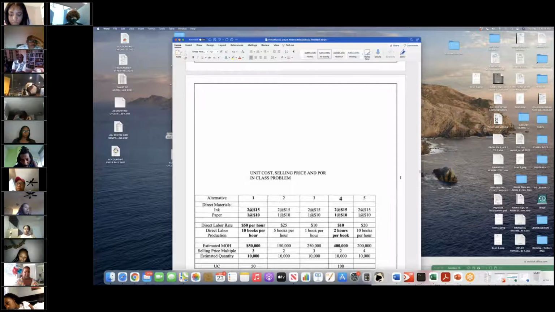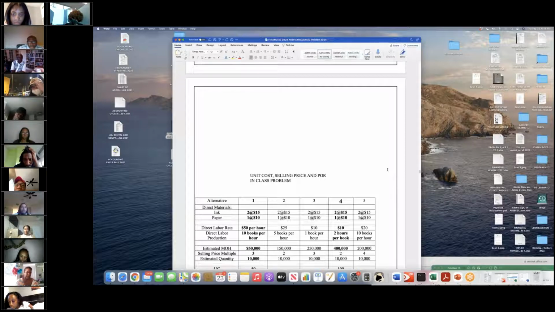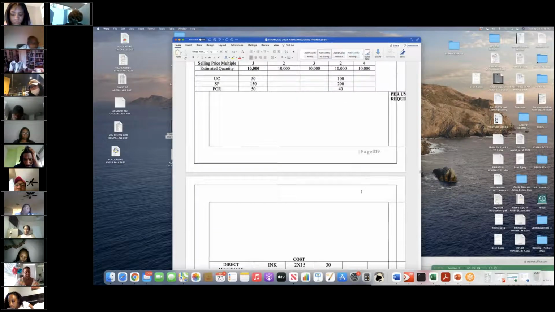Okay, next class period. I think this is in the primer, this unit cost, selling price, and POR in-class problem. Yes, sir, it's in there. I'm looking at it. All right, so all the teams practice on that next time, so I can call on any member of your team to explain it. Any situation. So I'll be going through the teams.